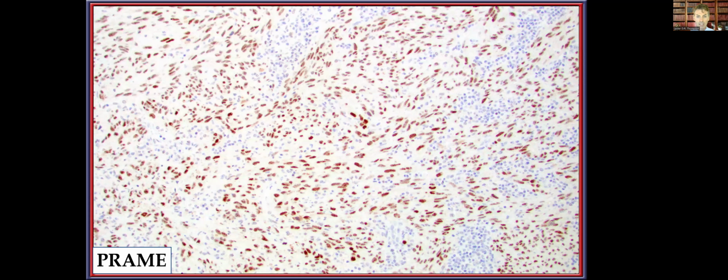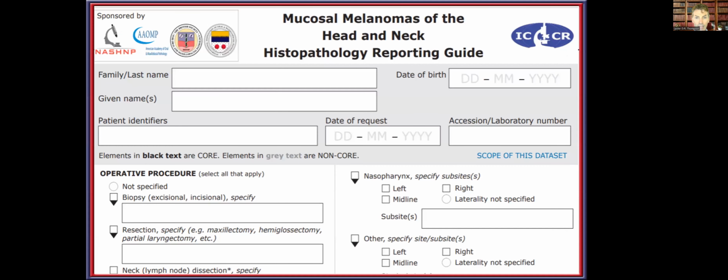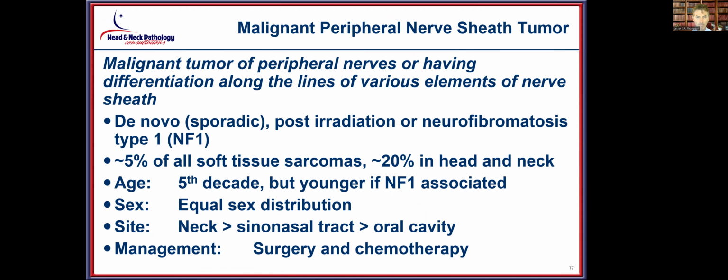So there is a wide armamentarium of various antibodies that can be performed. And so you can see, you can actually get to melanoma as a diagnosis through both positive and negative S100, and then depending upon which additional study may have been performed, you will finally reach that particular interpretation. There is also a reporting guide put out by the ICCR for the mucosal melanomas of the head and neck. And so if you ever had any question about which things need to be included, it certainly is an easy thing to be able to download and look at to make sure that your reporting is accurate and correct.